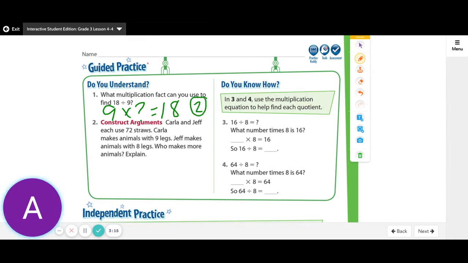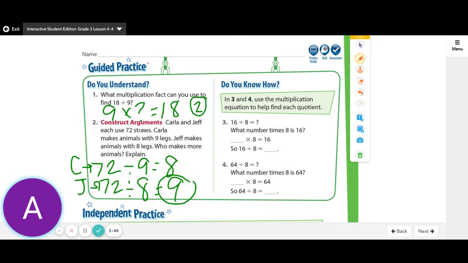Number 2, Carla and Jeff each use 72 straws. Carla makes animals with 9 legs. Jeff makes animals with 8 legs. Who makes more animals? So I'm thinking, if they both have 72 straws, Carla used 9 legs per animal. So I'm thinking 9 times what is 72? I know 9 times 8 is 72. So she could make 8 animals. Jeff uses 8 legs, so he is doing 72 divided by 8. He can make more animals because he uses fewer legs per animal.